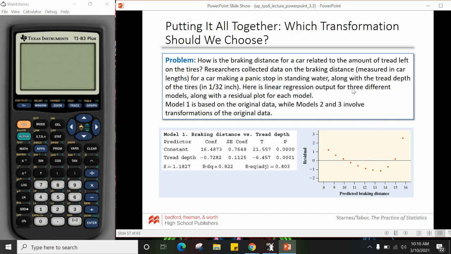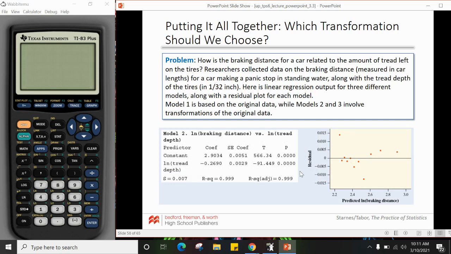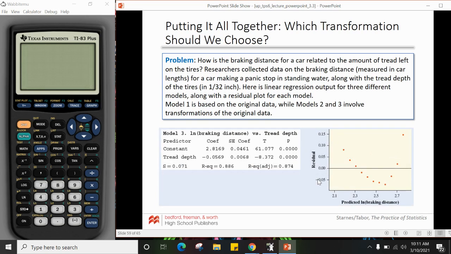So right off the bat, you can see that the residual plot shows a pattern, right? So I know right off the bat that my original data is not linear, because I see a pattern here. Second model, I don't see as bad of a pattern. It seems kind of more random. And this is ln of both, ln of braking distance and ln of tread depth, so x and y. And then here, this is ln of braking distance versus tread depth. And again, I see kind of a pattern again. So that's not a good sign.